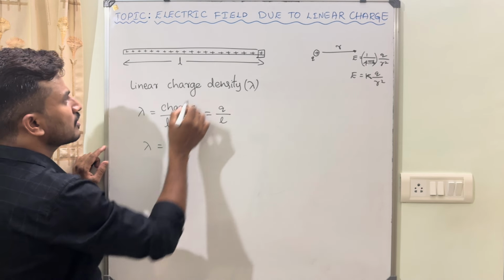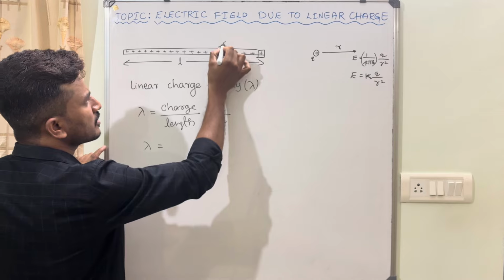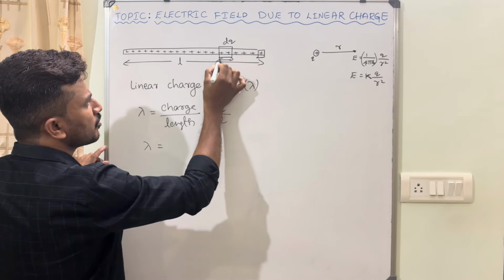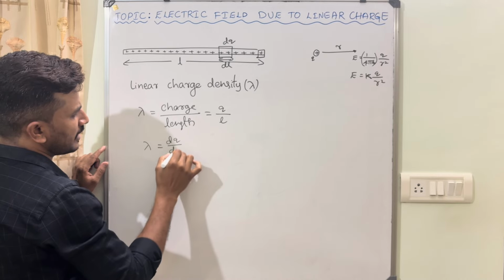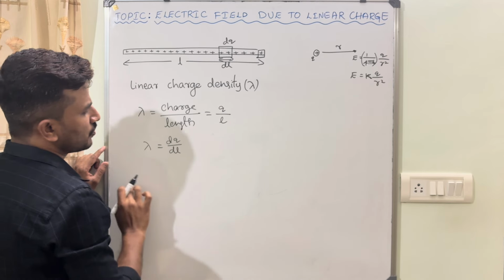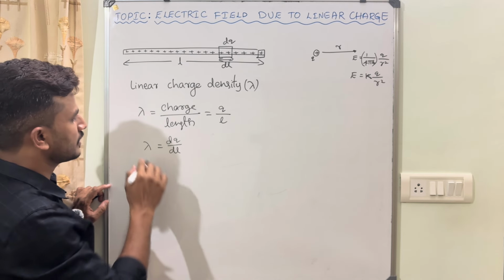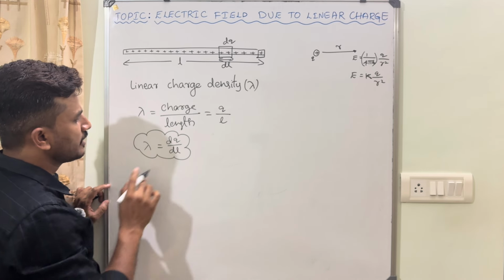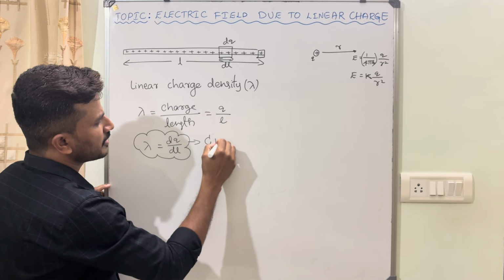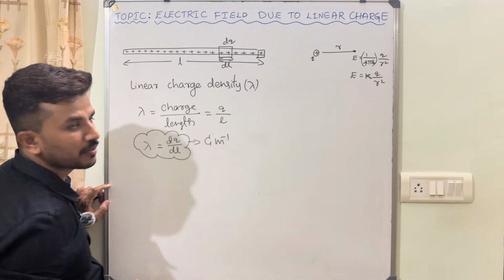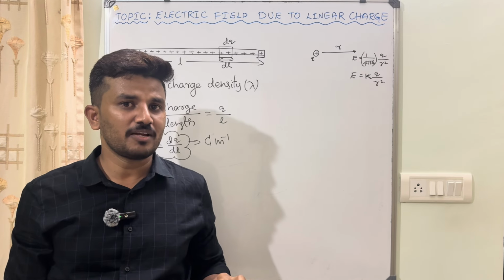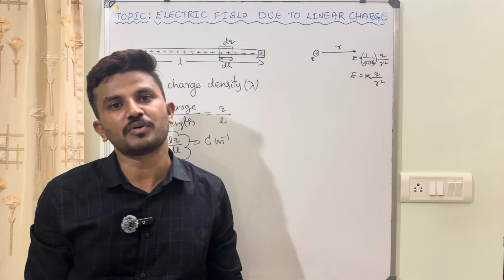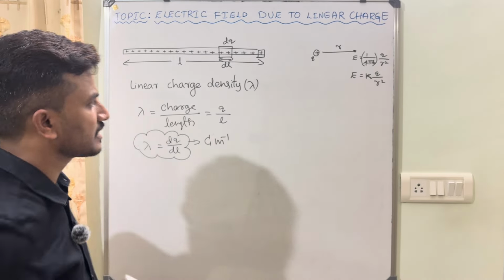Or if you consider a small portion of it, let's consider in this dq amount of charge is there and small length is dl. Then lambda is given by dq by dl, or you can consider it as x, so dq by dx. This is called linear charge density and its unit is coulomb per meter. For charge it is coulomb. Using this for linear charge distribution, how to derive an expression for electric field, that is what we are going to learn. There are three cases, we will learn one by one.